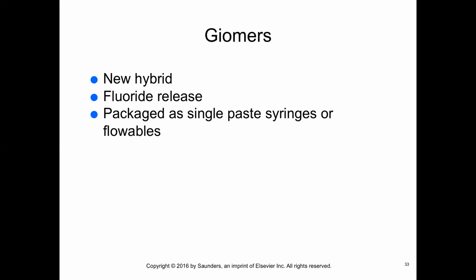Giomers are relatively new hybrid restorative materials. Giomers release fluoride, but at a slower and lower release than glass ionomers. They can be recharged with fluoride toothpaste or mouth rinse to act as a fluoride reservoir. On page 90 in table 6-4, this is a good way for you to review the properties of these materials.